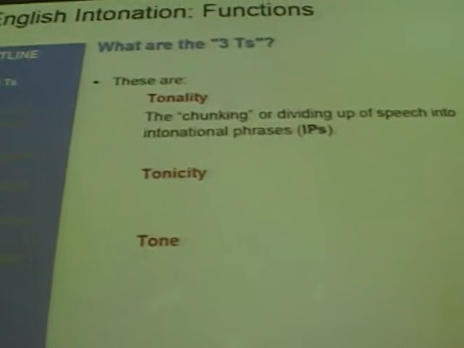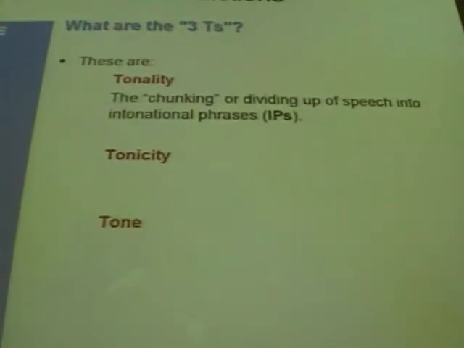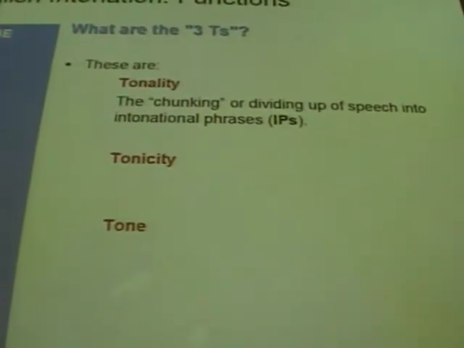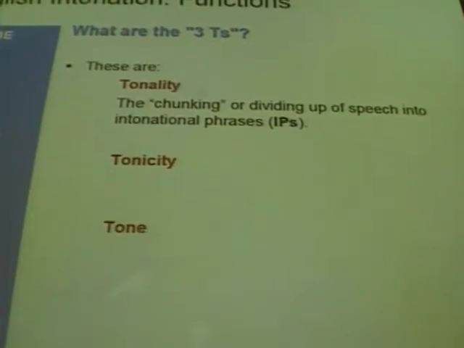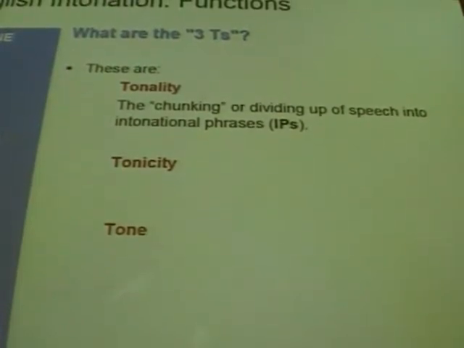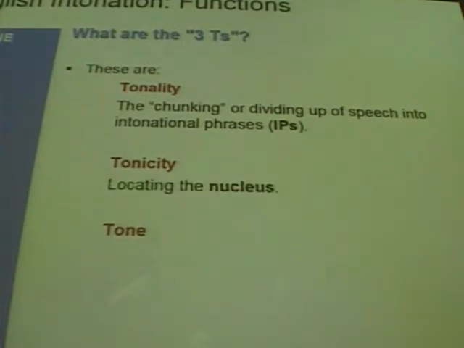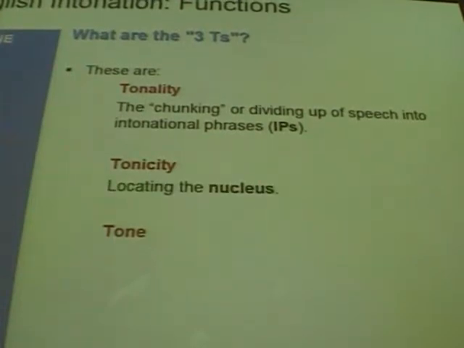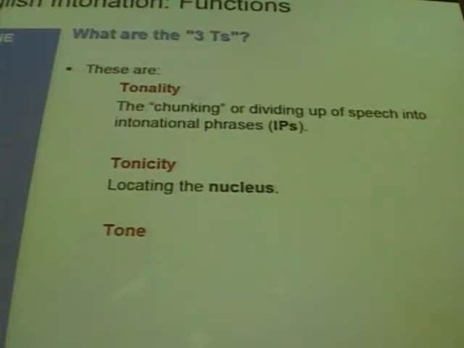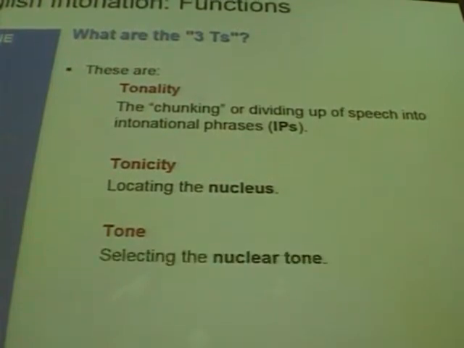Tonality, in case you've forgotten that term, it's a rather strange term, it's a bit opaque, it's not very easy to understand. Tonality concerns the chunking or dividing of speech into its intonational phrases, its IPs. It's where we put the boundaries in. Tonicity is locating the nucleus, and tone, selecting the nuclear tone. So there we are, the 3 T's.